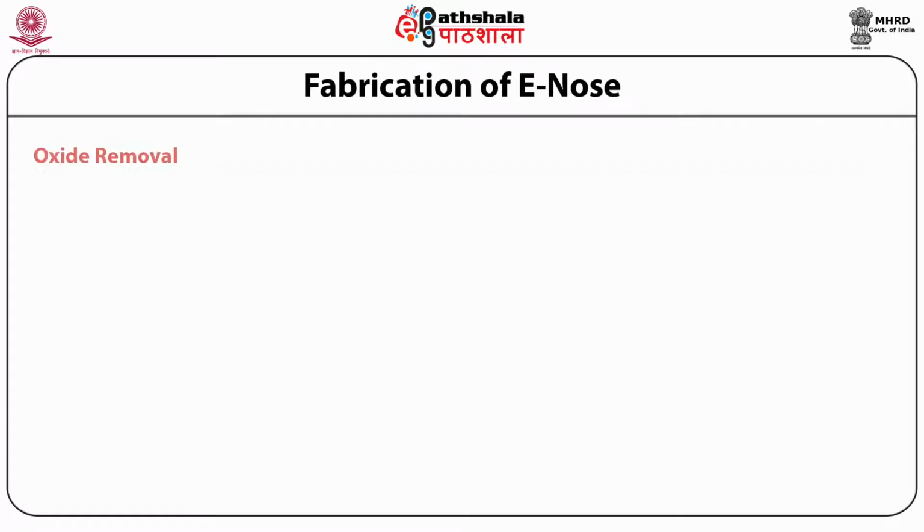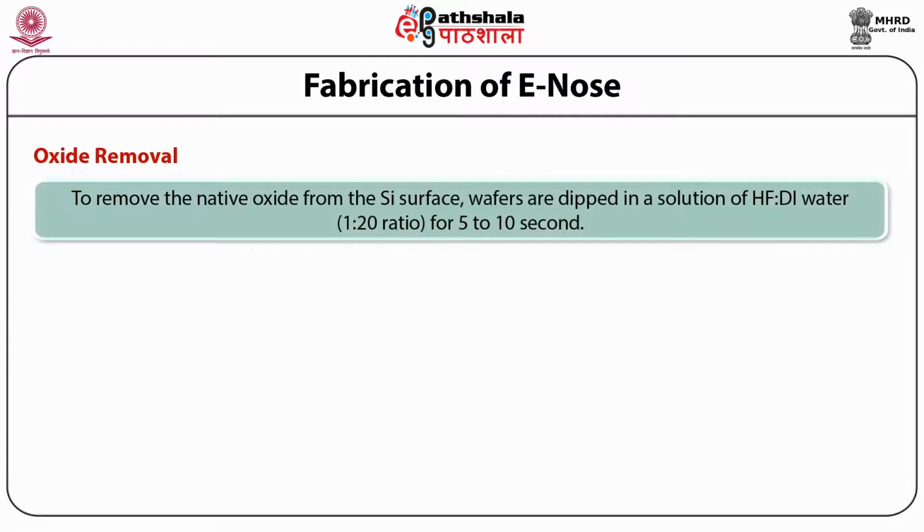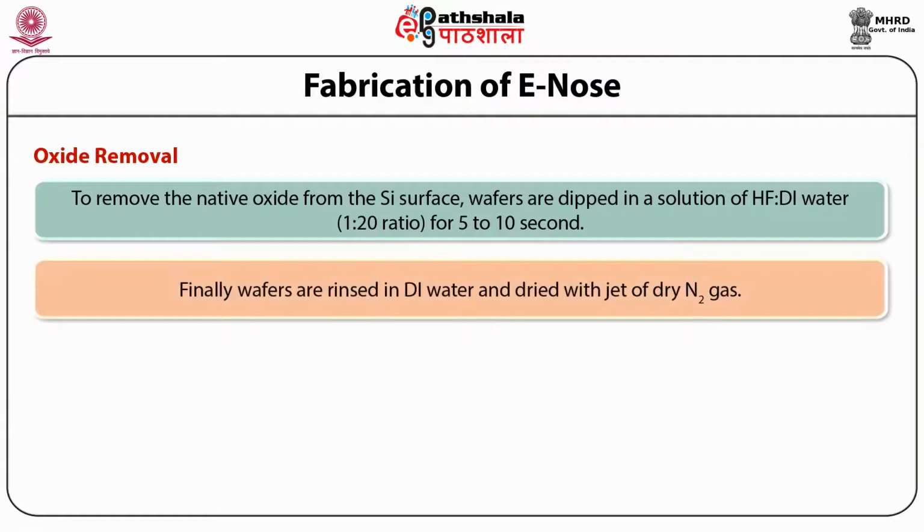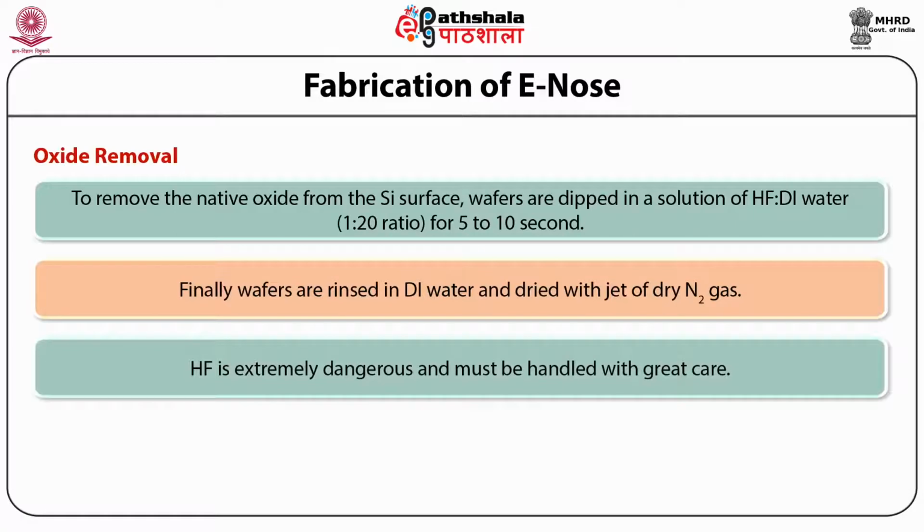Next is the oxide removal. To remove the native oxide from the silicon surface, wafers are dipped in a solution of HF/DI water, in the ratio of 1:20, for 5 to 10 seconds. Finally, wafers are rinsed in DI water and dried with a jet of dry nitrogen gas. Now, HF is extremely dangerous and must be handled with great care.